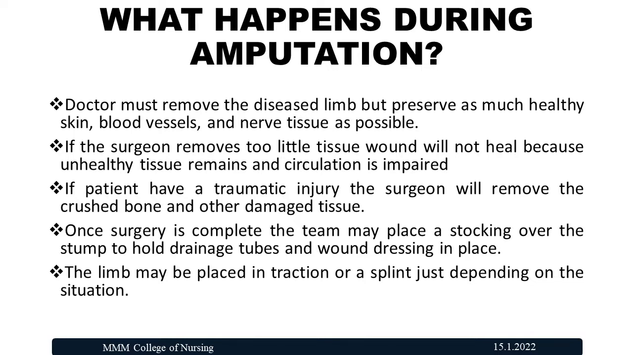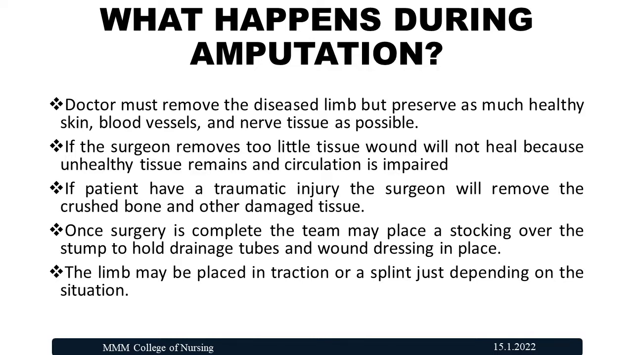What happens during amputations? The surgeon must remove the diseased limb but preserve as much healthy skin, blood vessels and nerve tissue as possible, because if the surgeon removes too little tissue, the wound will not heal because unhealthy tissue remains and the circulation is impaired. So if the patient has a traumatic injury, the surgeon will remove the crushed bone and other damaged tissue also.